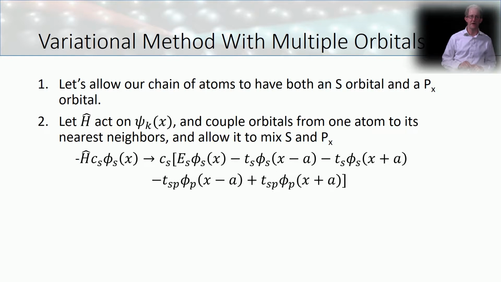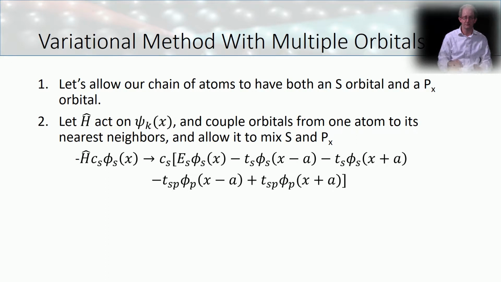So we can write that mathematically. We have our Hamiltonian operator. If it acts on c sub s, phi sub s, then c sub s is going to factor out, right, because that's just a number. And now it's going to be equal to the energy of the s orbital minus t sub s, the transfer integral, how much is it going to transfer onto the s orbitals in front and behind, minus t sub sp, which is going to be our transfer integral. It's going to mix an s orbital with a px orbital in front or behind, times the p orbital.